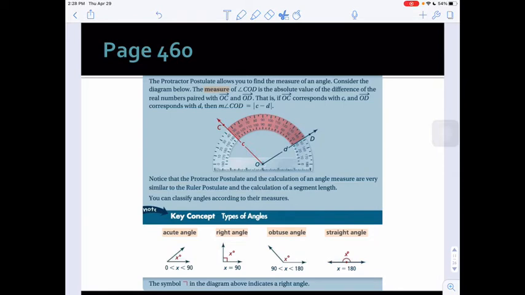You can classify angles according to their measures. We have an acute angle, which is between 0 and 90 degrees. We have a right angle, which is exactly 90 degrees. We have an obtuse angle, between 90 and 180. And then we have a straight angle, which is 180 degrees, which gives us a straight line. The symbol right here in the diagram above indicates a right angle. So when we have a 90-degree angle, we draw this little box shape.